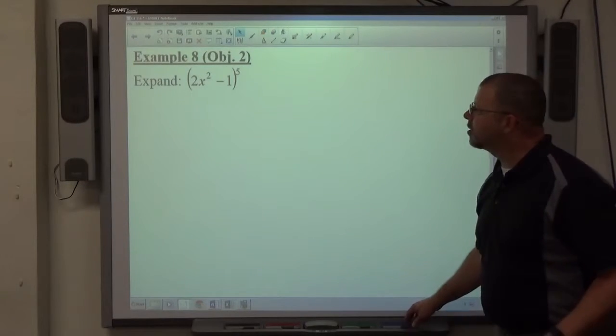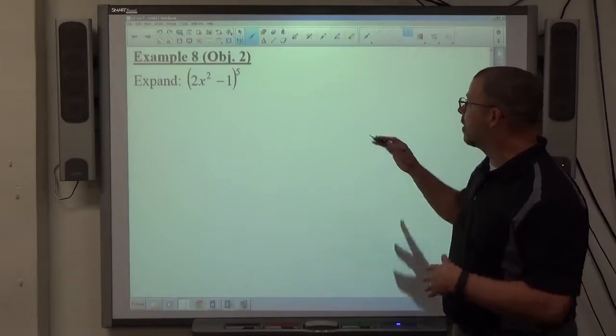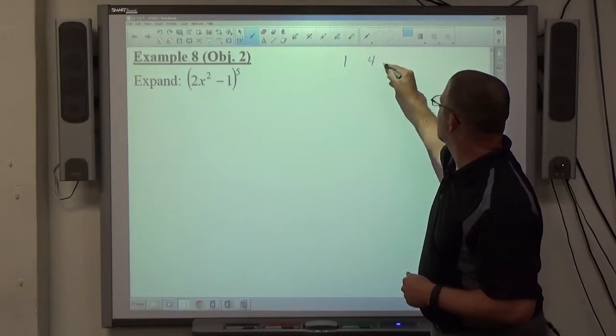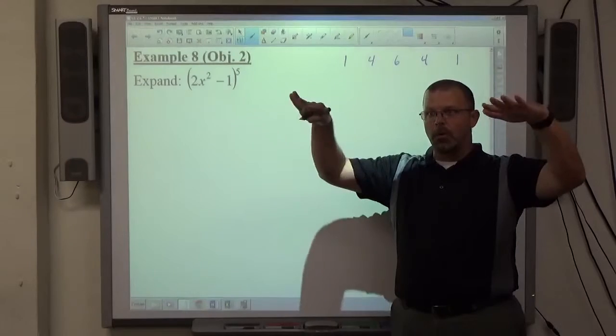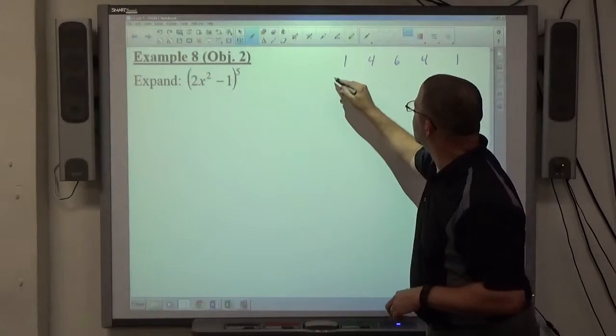Okay, for example, 2x squared minus 1 to the 5th power. So it's the 5th power, and remember the 1 4 6 4 1 row that we were at before. You don't have to draw the whole triangle. If you remember a row, you can just go from that row down. So the next row down, put a 1 here.